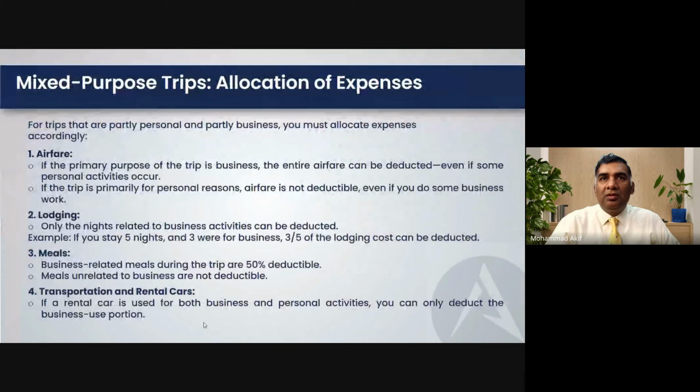So number, the mixed purpose allocation of expenses. That means that you were traveling for leisure and business purposes, partly personal, partly business. So how do you do that? Of course, it is divided by the number of days. That's how you will look at it. If you didn't have any business, that will be considered a leisure day. If you had business, that will be considered a full business day. And then everything is divided accordingly. If you were there for 5 days and three were for business, everything will be 3 to 5. And that's how things will be deducted.